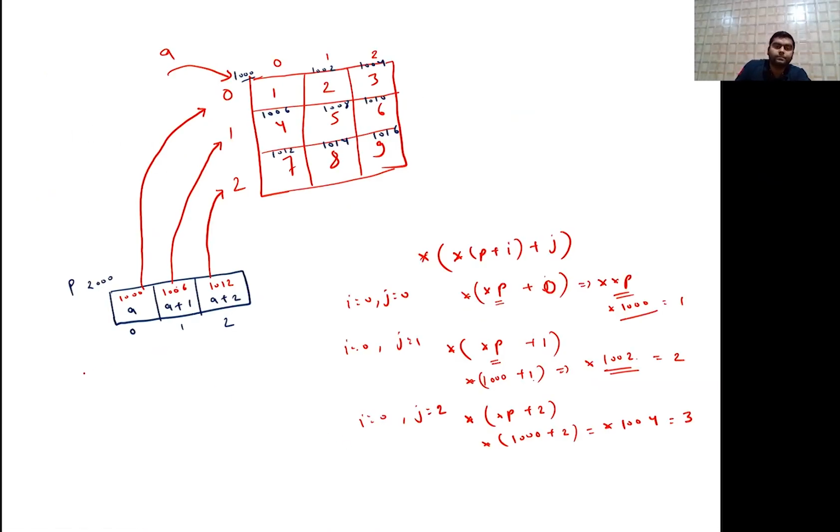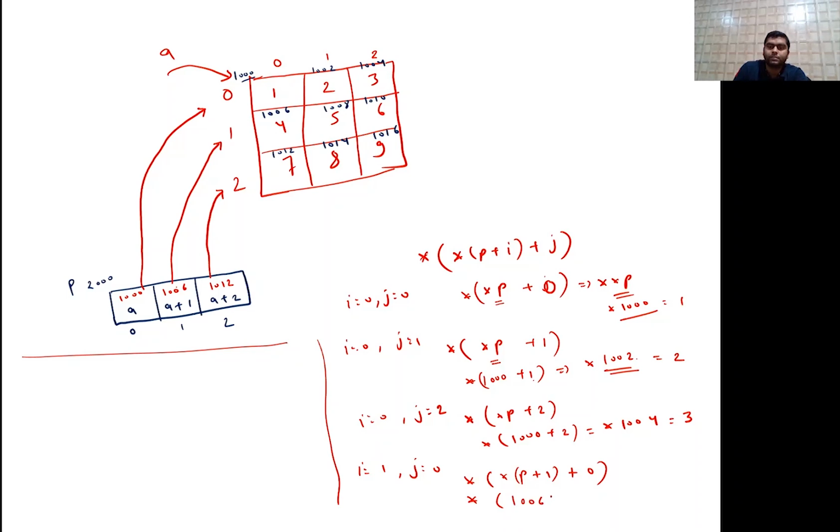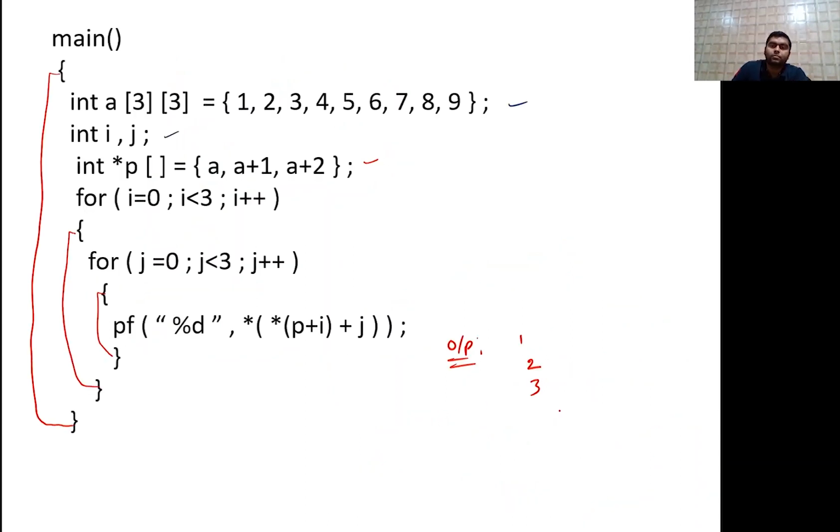Now observe very carefully. Next time the value of I is 1 and value of J will become 0. So what will happen, star of star P plus 1 and plus 0. So star of P plus 1. P plus 1 means first row selection. So first row means it is not 0th row, first row. So it is 1006 and plus 0. So ultimately this will return the value at 1006. Observe carefully, it is 4. So you will get 4 as the answer.